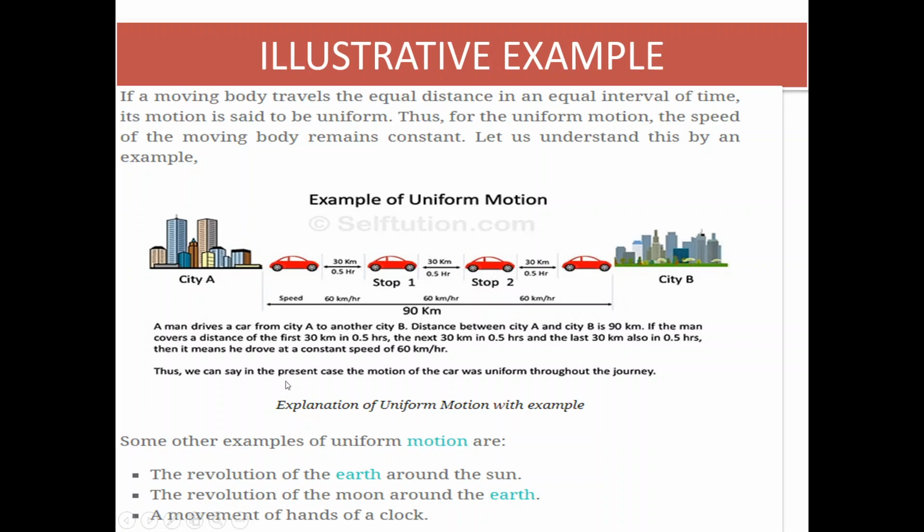What are the examples of uniform motion? Revolution of earth around the sun, it takes 365 days, each year 365 days. Revolution of moon around the earth, rotation of earth on its axis, movement of hands of a clock, motion of pendulum of clock, rotation of the fan, all these are the examples of uniform motion.